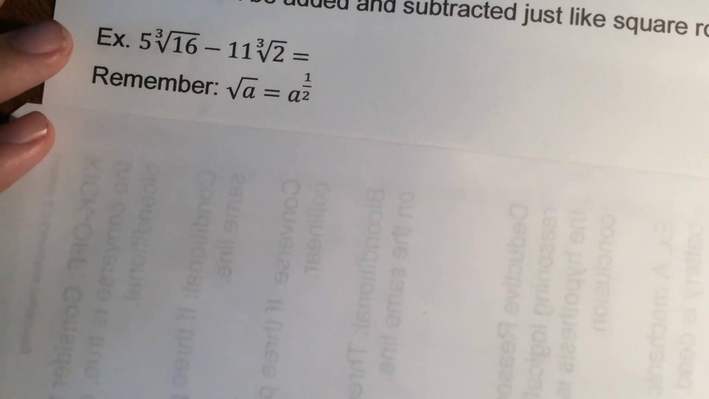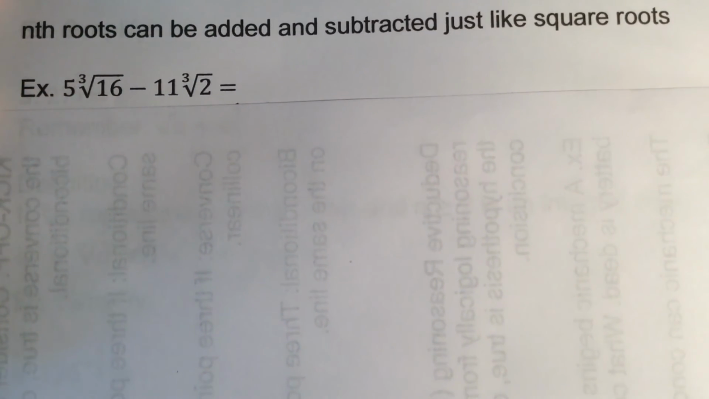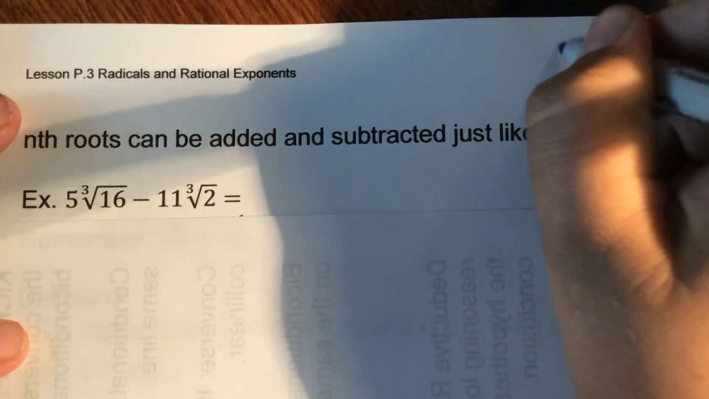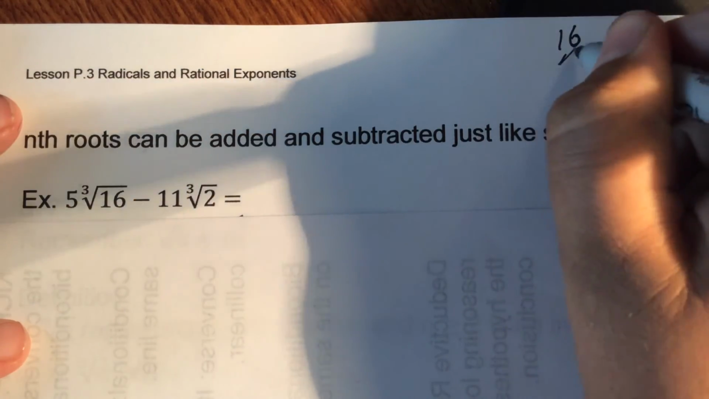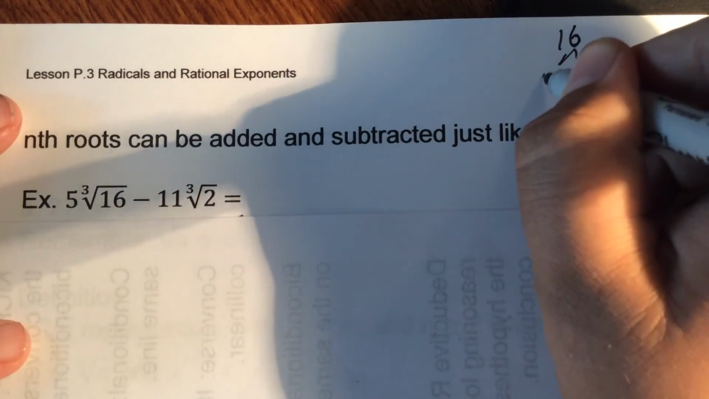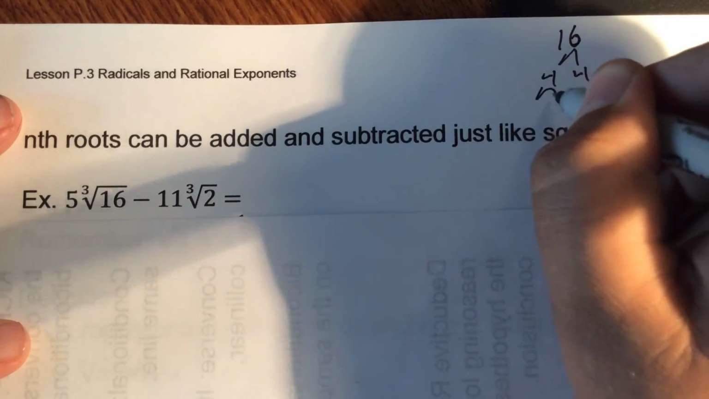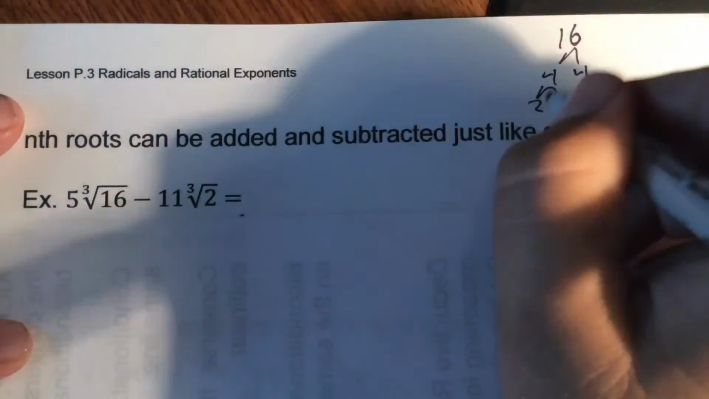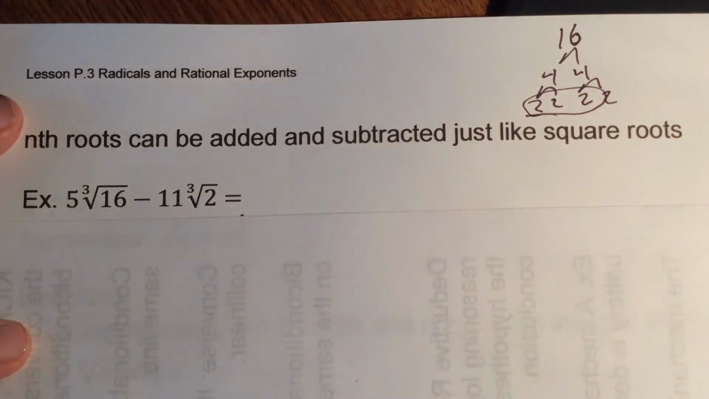Now, just like square roots, we can add and subtract these. However, we have to have the same. So for 16 here, I would break this down to 4 and 4, which goes to 2 and 2, 2 and 2. So it's cubic root. We want 3 of them, and we'll have 1 left over.